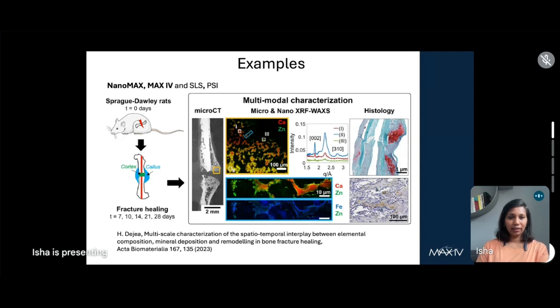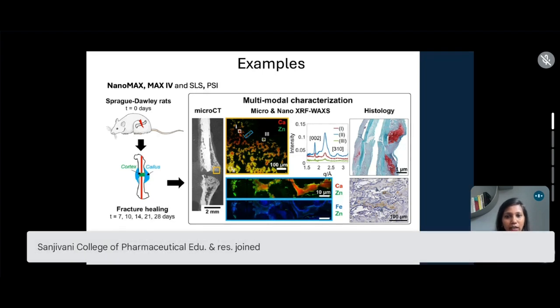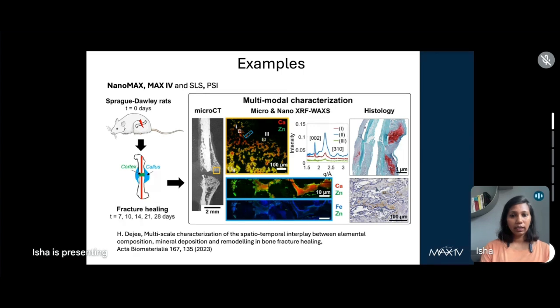So they took some mouse, and in this experiment they induced a fracture in the mouse, and then they monitored over time what is happening at the fracture site, how the fracture is healing. So they could see what are the elements that get deposited in the fracture once it starts healing. And you can see from X-ray fluorescence and wide angle X-ray spectroscopy that calcium and zinc and iron are the most common, how they are localized and where they get deposited exactly in the bone.